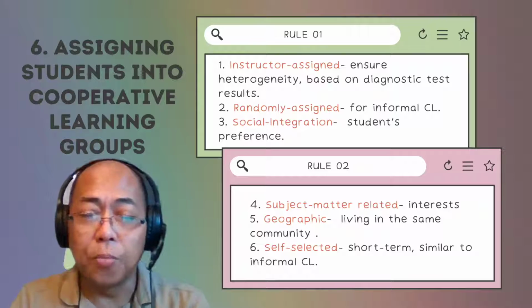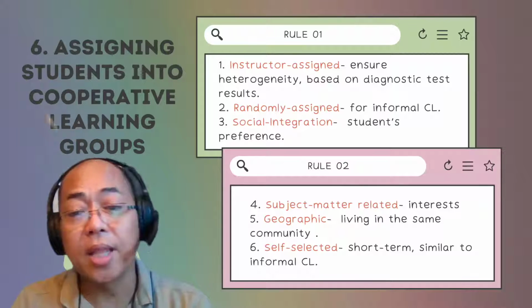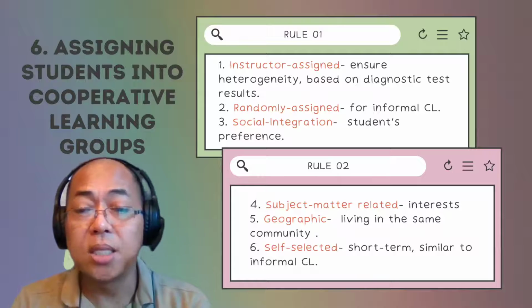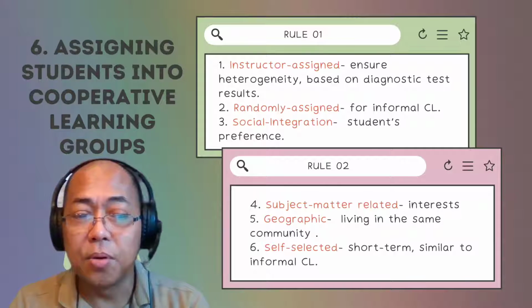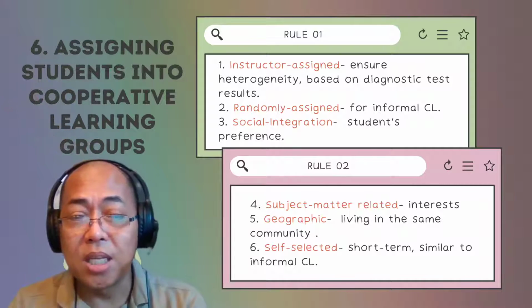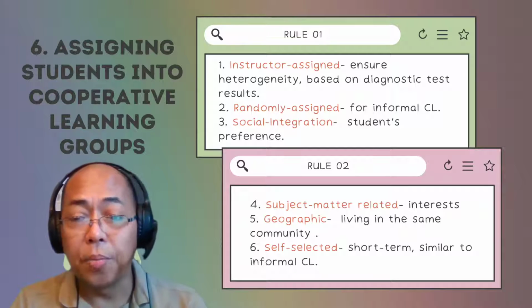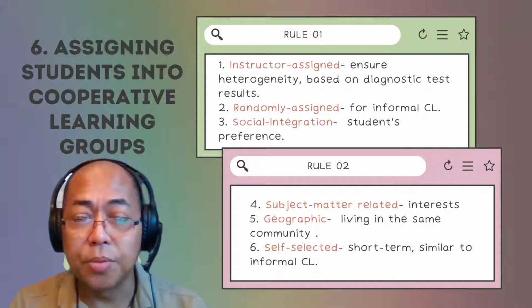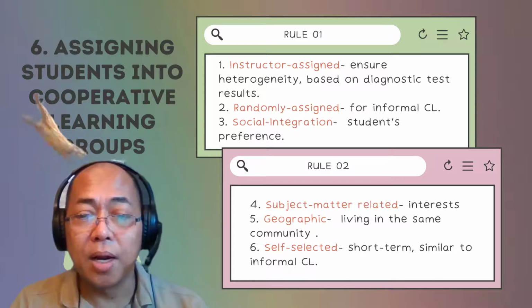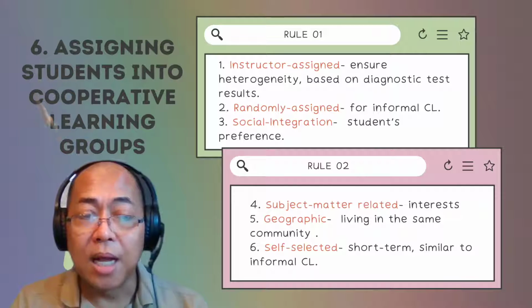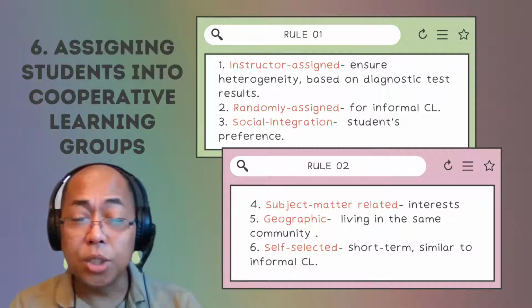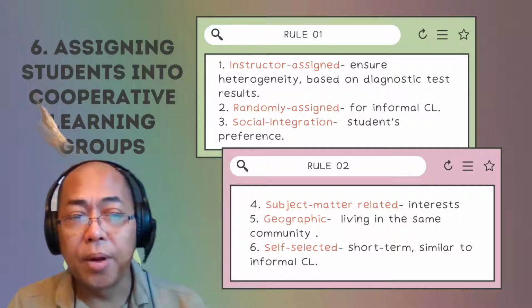So you can ask them to, let's say, form a dyad or a triad. It's going to be easy for them to group themselves. So that's the sixth way of grouping students into learning groups. Again, going back, there are six ways of assigning students into cooperative learning groups.